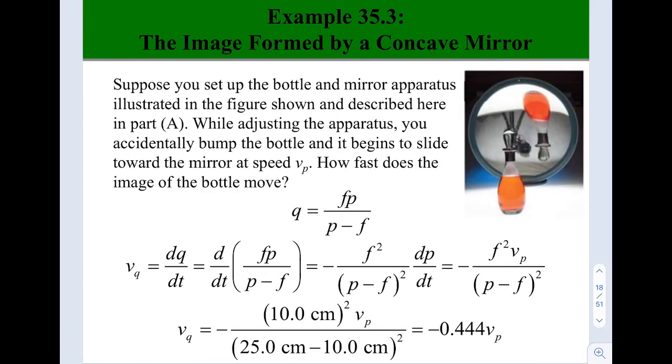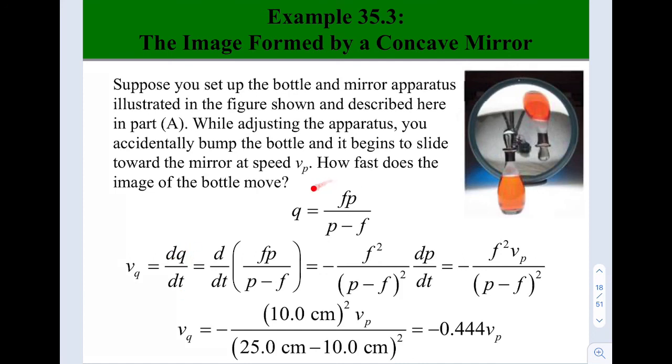Suppose you set up the bottle and mirror apparatus illustrated in the figure shown and described here in part A. While adjusting the apparatus, you accidentally bump the bottle and it begins to slide towards the mirror at the speed of Vp. How fast does the image of the bottle move? The position of the image is given by the equation that we already derived before, and we know that speed is equivalent to dq over dt.